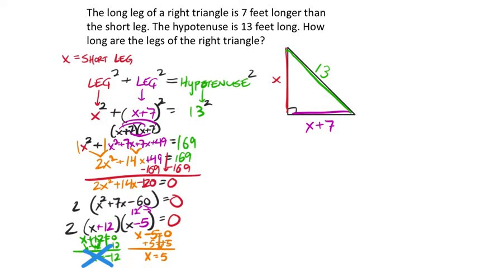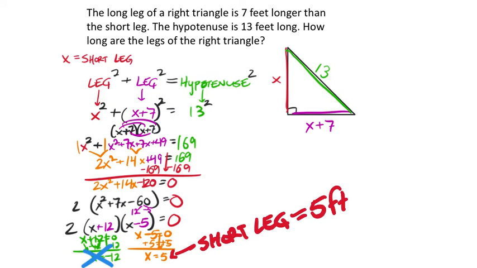Okay, so it says how long are the legs of the triangle? Well, I know the short leg is just x. So this 5 right here, that is the short leg. By the way, it's not just 5. It's 5 feet, yep. Don't forget to label these because on a test, I feel bad. But that's my short leg, okay? So if the short leg is 5, we know the long one is just 7 more than that. So the long one would have been 5 plus 7, which would have been 12 feet.